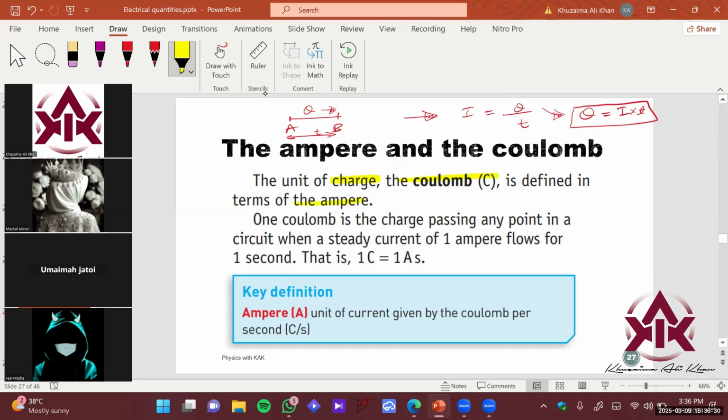The unit of charge is the coulomb and is defined in terms of ampere. So 1 coulomb is the charge passing any point in a circuit when a steady current of 1 ampere flows for 1 second. That is, 1 coulomb is 1 ampere times 1 second, so 1 coulomb equals 1 ampere second. I hope it makes sense. So this is the definition of ampere: the current given by coulomb per second.